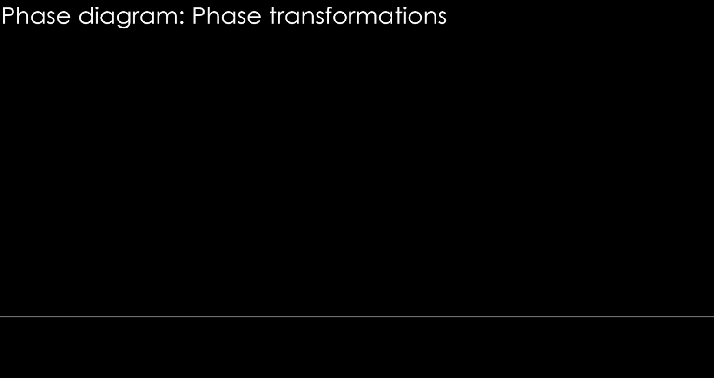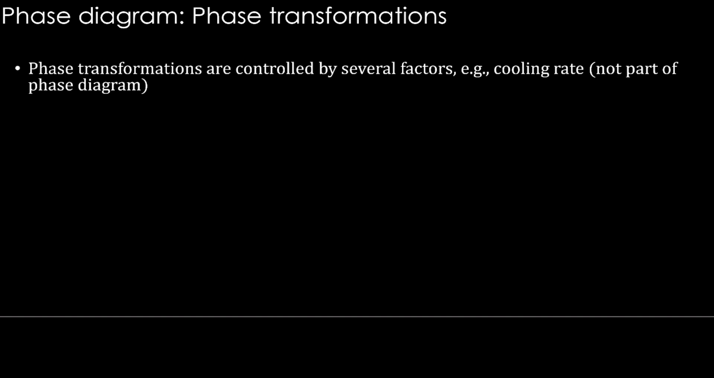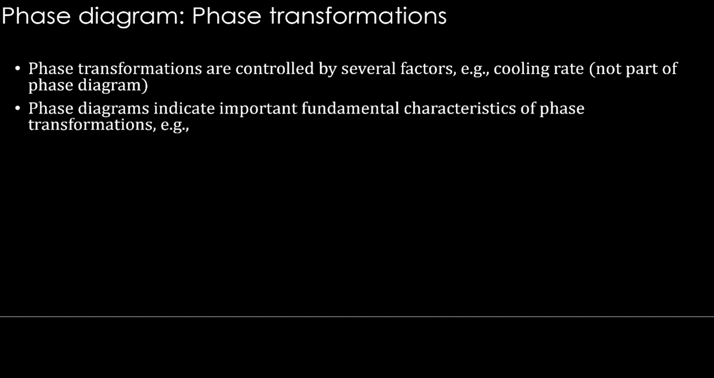So when it comes to phase transformations, they are controlled by several factors. For example, cooling rate is one factor. Depending on that, we end up seeing different types of phase transformations. But this is not part of the phase diagram. So in this class, we will be approaching phase transformations through the phase diagrams. Phase diagrams indicate important fundamental characteristics of phase transformations.